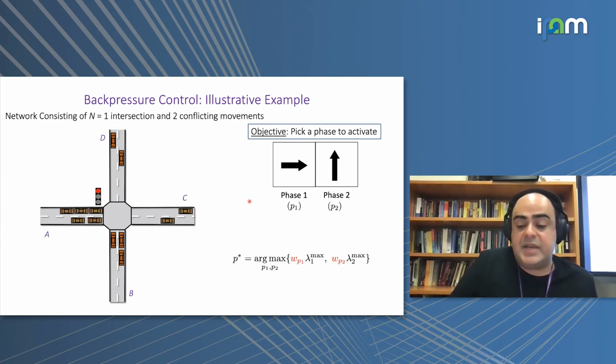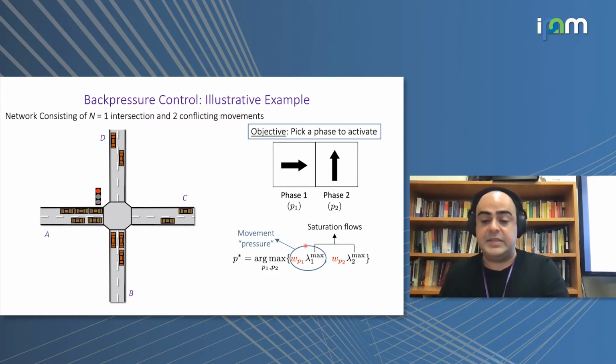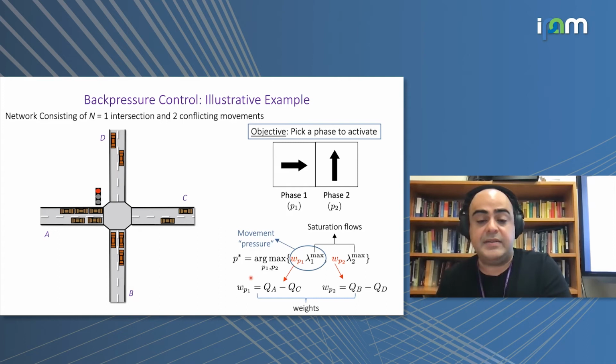And the way it does it is by solving this very simple optimization problem, right? These terms are called the movement pressures. Basically, it's the product of the saturation flow rate, which is the maximum number of vehicles that you can pump out of the inbound link over time, and a weight, which is calculated based on the queue sizes. Sometimes this is interpreted as a throughput maximization objective, but the weights are not necessarily related to the throughput, they're related to the differences in the queues. That interpretation may not be entirely accurate.